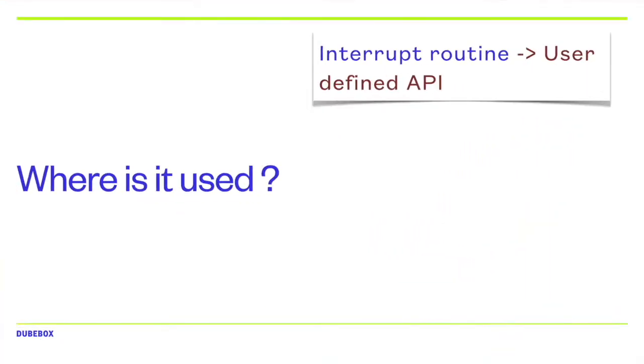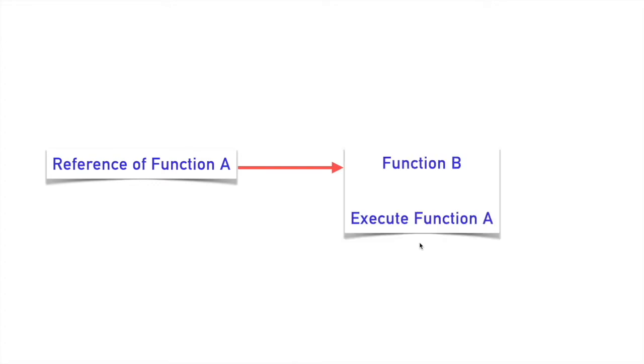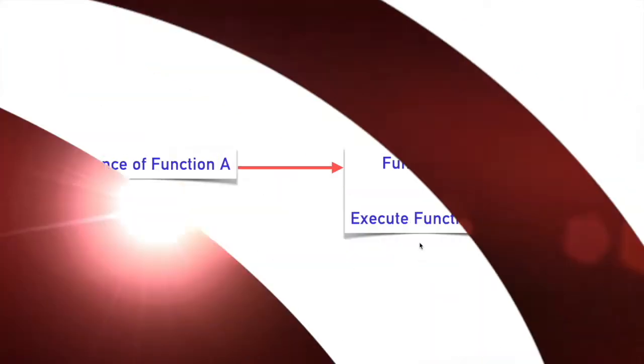This problem can be solved using a callback mechanism. In a callback mechanism, a reference of a function A will be passed to another function B, from which function A will be called back, meaning executed.